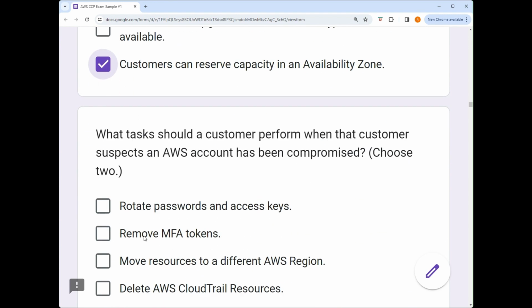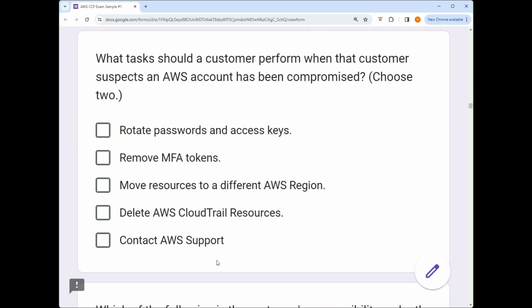What tasks should a customer perform when that customer suspects an AWS account has been compromised? Choose 2. Rotate passwords and access keys. Remove MFA tokens. Move resources to a different AWS region. Delete AWS CloudTrail resources. Contact AWS support. Correct answer. Rotate passwords and access keys.